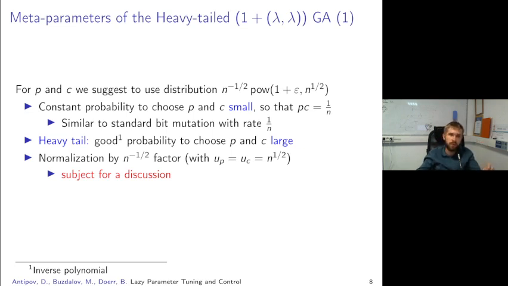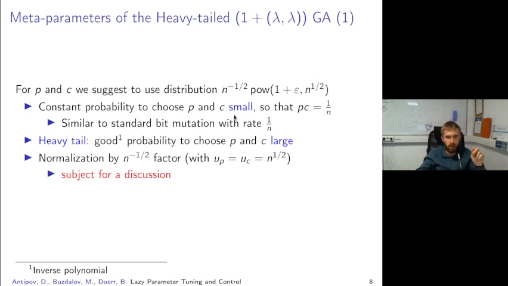So for p and c, we suggest to use the distributions with beta which is slightly greater than 1, and with upper bound which is square root of n. Since p and c must be in the interval from 0 to 1, these being 2 probabilities, we also normalize this power law distribution by this 1 over square root of n factor. So these meta parameters give us the following features.